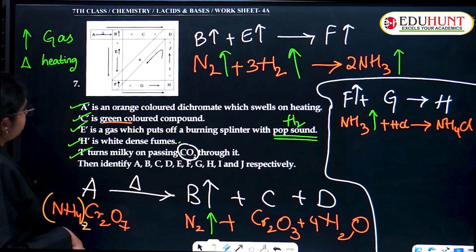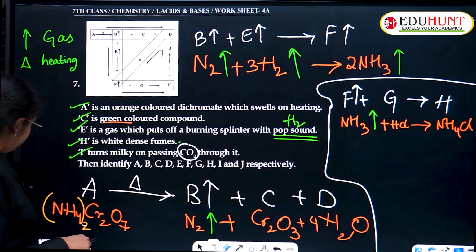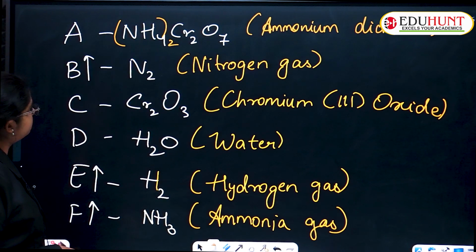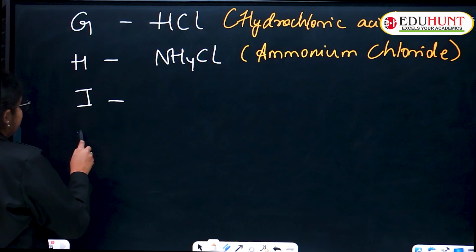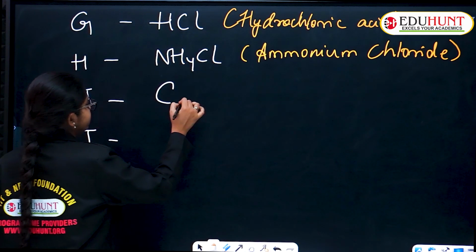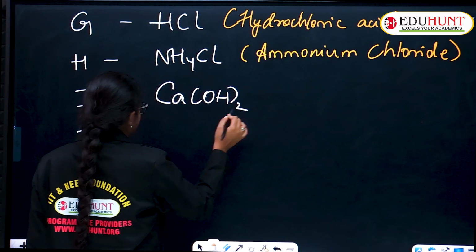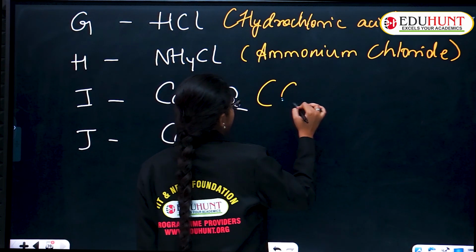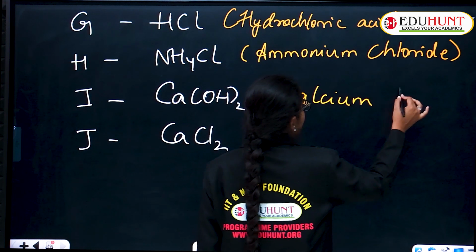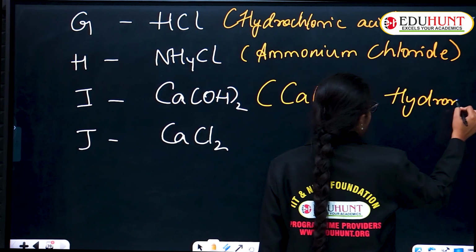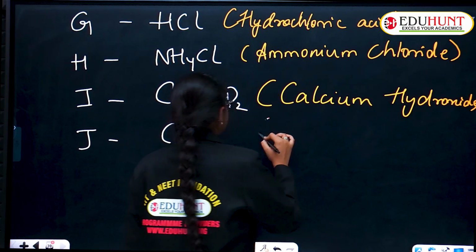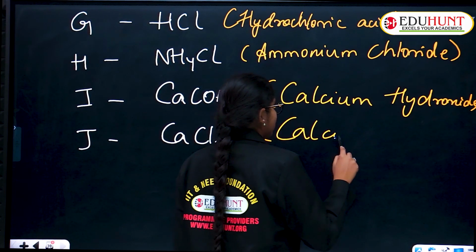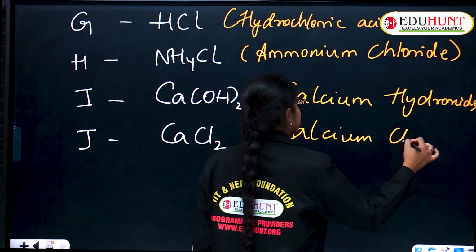What is that, children? We found all the A, B, C, D, E, F, and I and J. I and J are Ca(OH)2 and CaCl2. I'll write it here. Okay, I and J. I is Ca(OH)2 and J is CaCl2. The names are calcium hydroxide and the other one is CaCl2. What is the name of CaCl2, children? CaCl2 is nothing but calcium chloride.